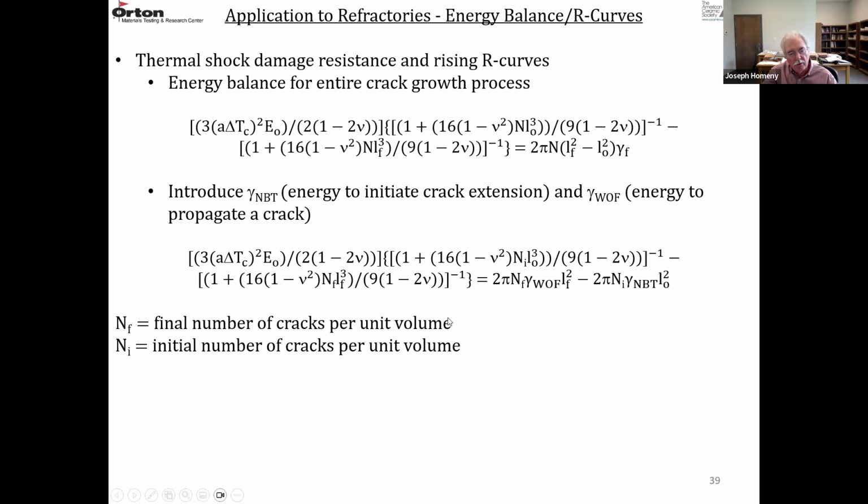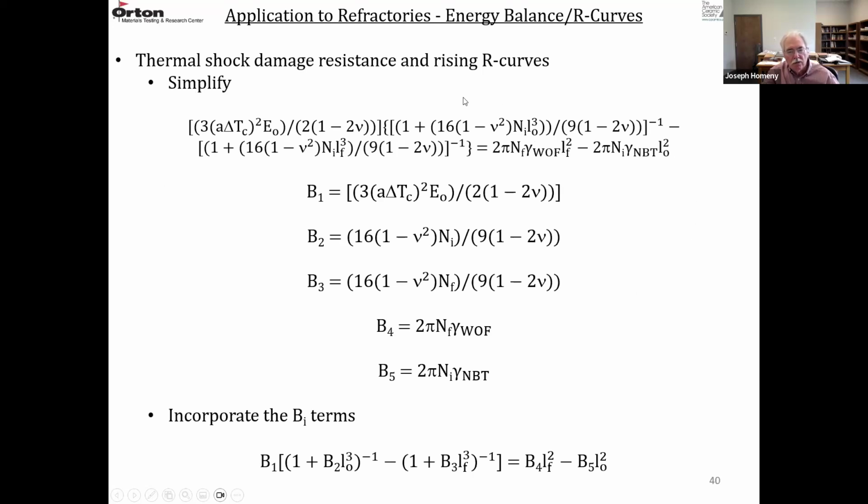NF is the final number of cracks per unit volume. NI is the initial number of cracks per unit volume. So we expand this term here, and we have an NI over here in this term minus this term where we have NF. So we have a final crack density, a final crack length, an initial crack density, and initial length. And then we have our two different fracture surface energies. So this is a really messy equation.